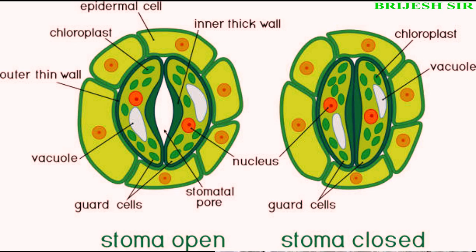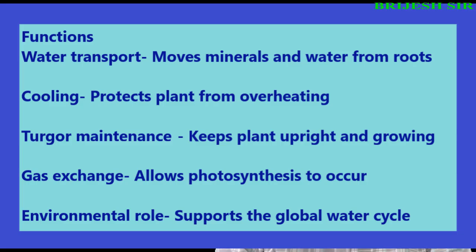Why is transpiration important? It helps pull water and minerals from roots to leaves via xylem. It cools the plant on hot days. It maintains the flow of nutrients and water.